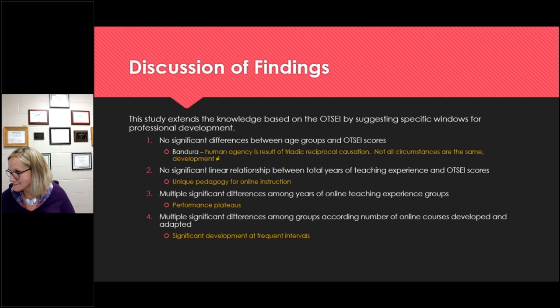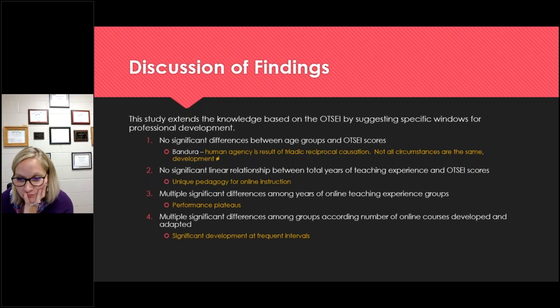So there was a plateau again between 6 and 10 courses, which might be reflective of the non-teaching role associated with course development. I know a lot of times people will develop a course and then teach it, but that's not always the case. So that could be reflective of, you're designing the online course, but you're not necessarily engaging in teaching it while you're designing it. So that plateau could be indicative of the non-teaching role.